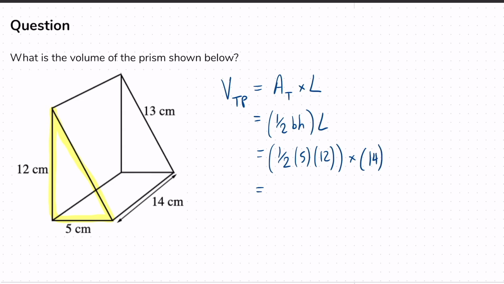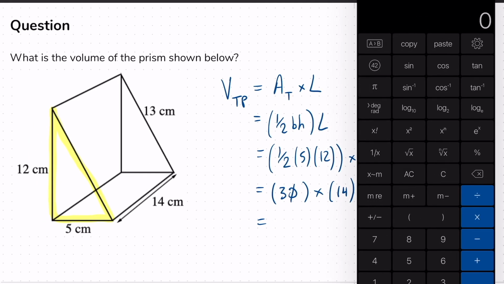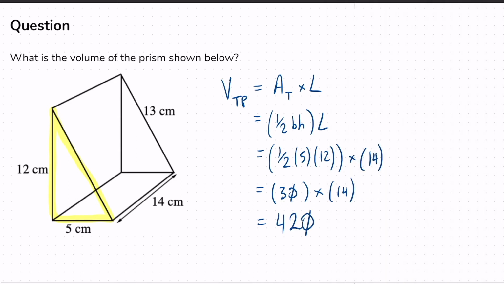So that's 30, that's 14. So 30 times 14 is equal to 420. What are our units? Centimeters cubed.